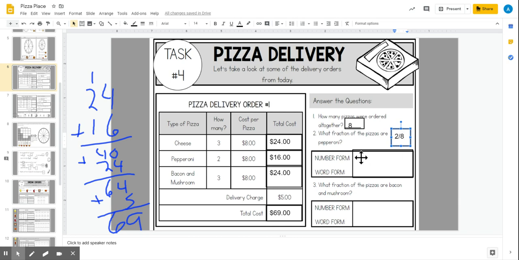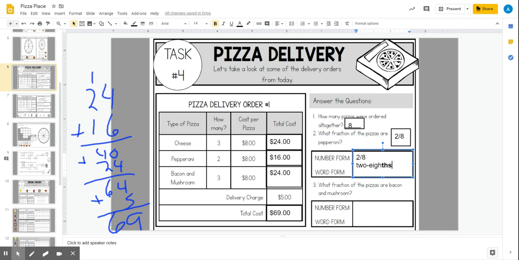And then it says our number form. So it's asking to write the number form again. So you're going to do 2/8. And then you can just hit the enter key and it'll go down to the next line. And then your word form, so you're going to write 2-8. Remember that THS. I'll bold it for you. Remember that THS is very important when we're talking about fractions.